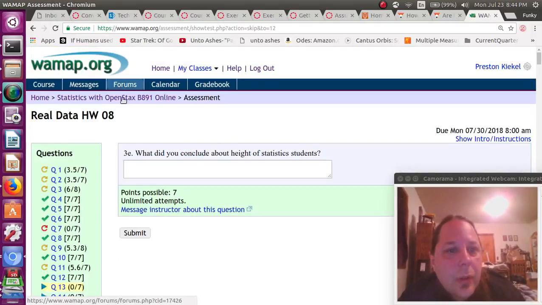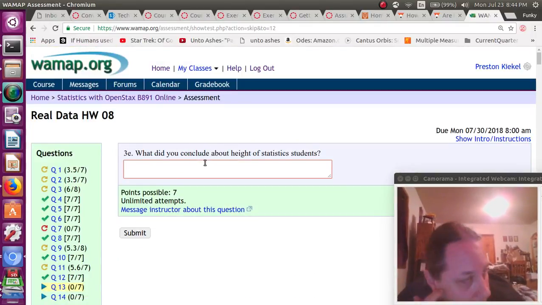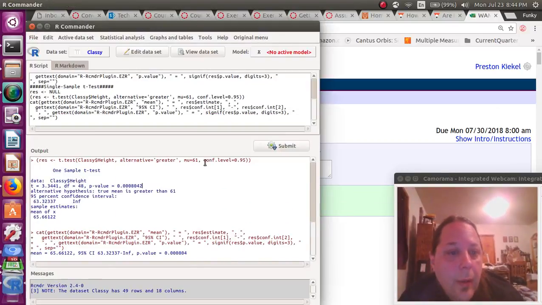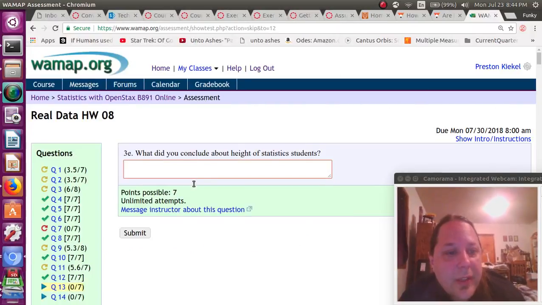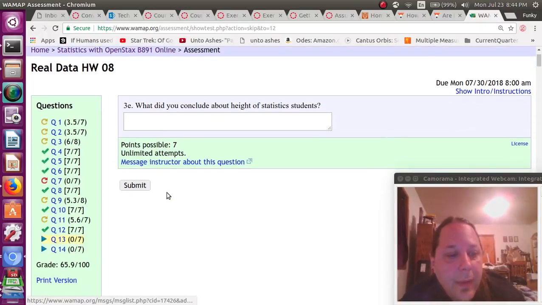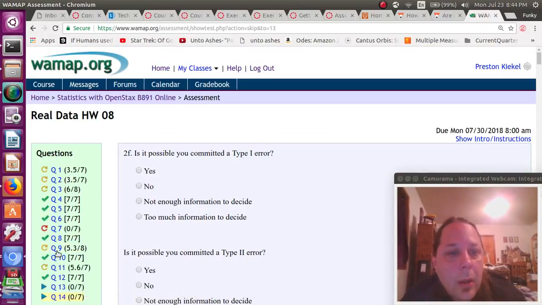Last two questions. What did I conclude? Well, I concluded that the average height is taller than 61 inches. I rejected H0. H0 said that it's less than or equal to 61. I rejected that, and so I think it is taller than 61. So population mean height is higher than 61. That's what we say there, in your own words.